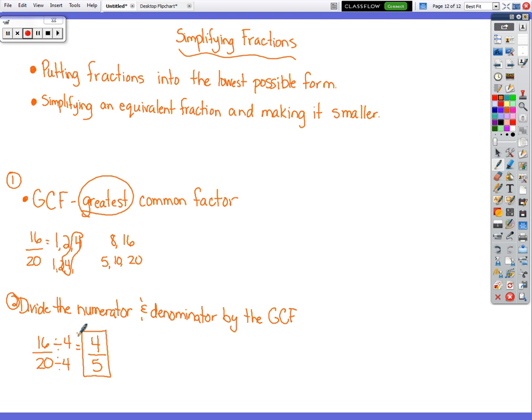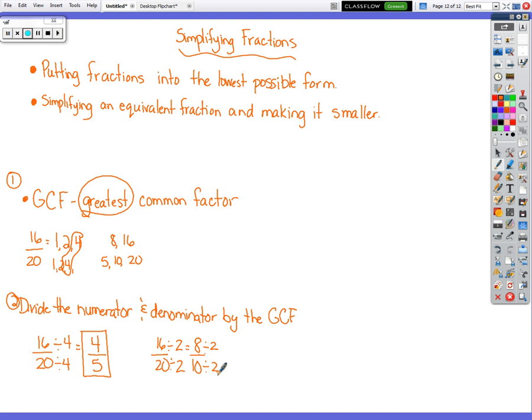Okay? Now, let's say you have that 16/20ths, and you mess up a little bit. You see that the 2 is common in both of them, but you don't really notice the 4. So you divide them both by 2. Hey, that's okay. 16 divided by 2 is 8. 20 divided by 2 is 10. Well, when I look at 8/10, I can see that it is still not as low as it could go because they're both even numbers. So I know that 2 can go into both of them.